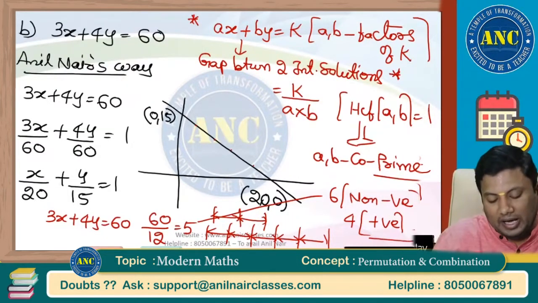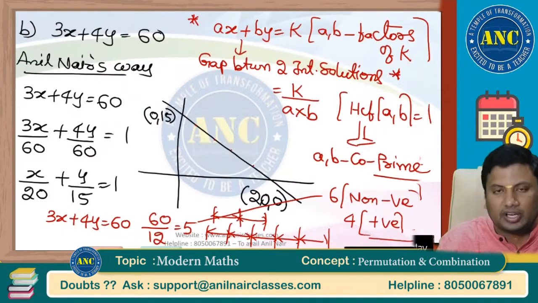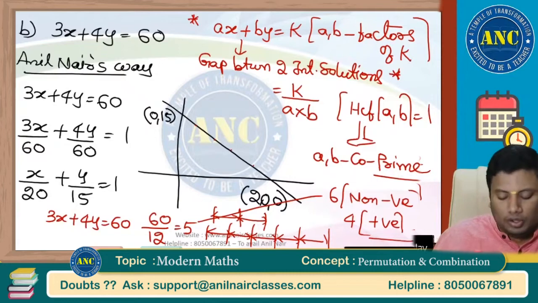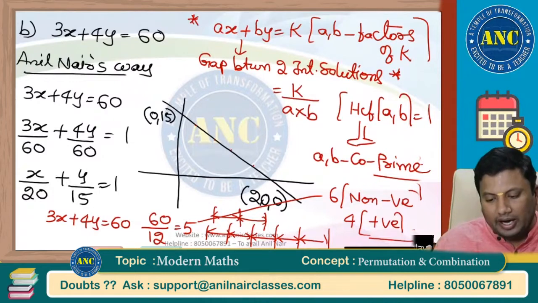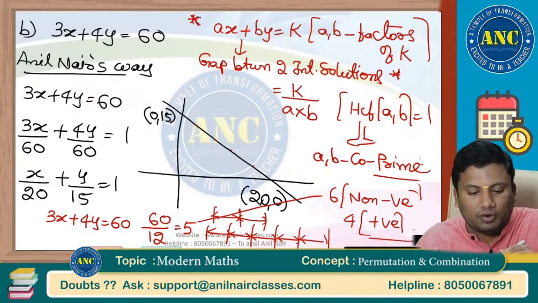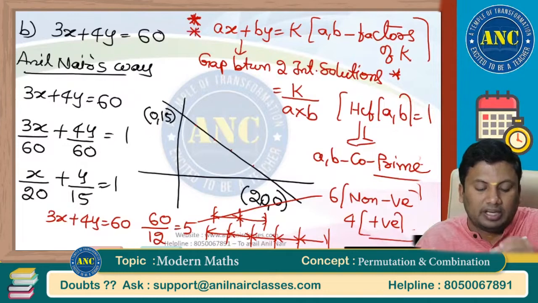If there are 5 gaps, then there are 6 non-negative integral solutions, including x0 and y0. 2 cases are eliminated, so there will be 4 positive integral solutions. 6 non-negative and 4 positive. Please make a note of this extremely important key point.